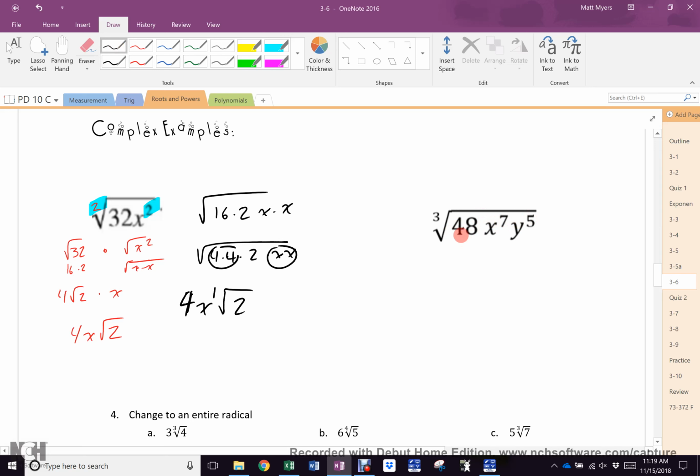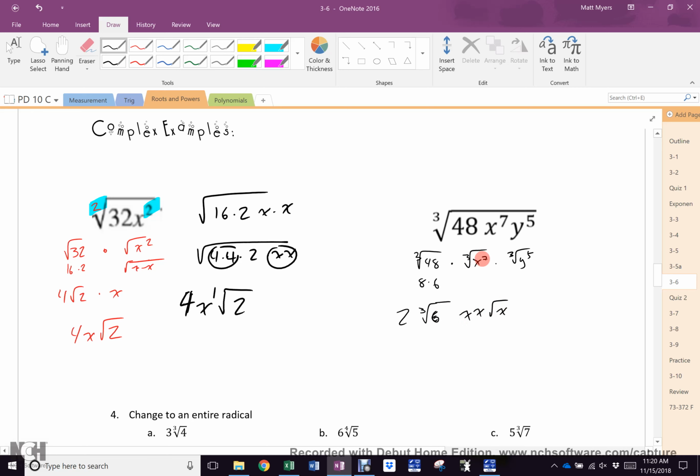Method 1, that is the cube root of 48 times the cube root of x to the 7th times the cube root of y to the 5th. Cube root of 48 is, of course, 8 times 6. What's the cube root of 8? 2. So out comes a 2, and I left a 6 under there. Cube root of x to the 7th, how many groups of 3 come out of there? 2 groups of 3. So I got x, and what did I leave under there? 1 single x, because I could take out 6 of them, right?